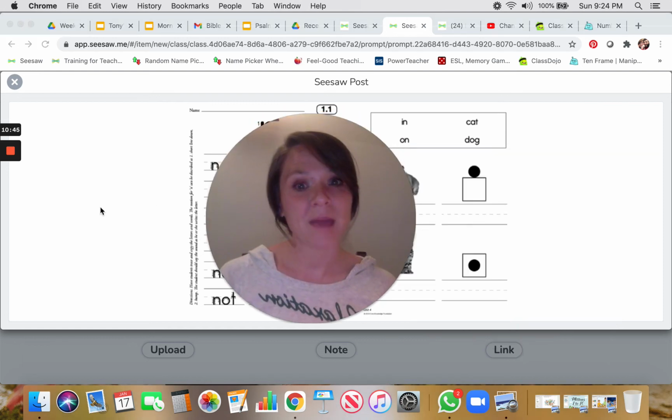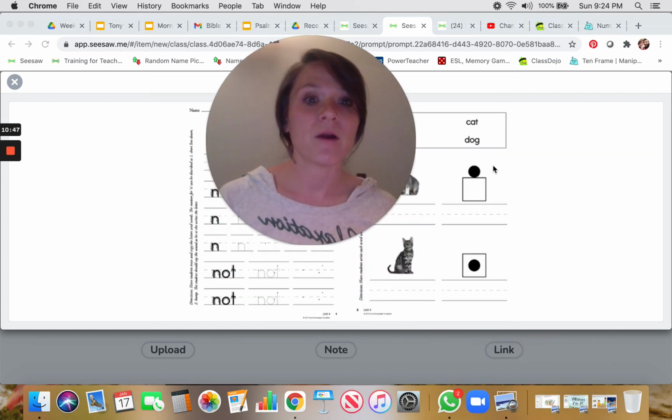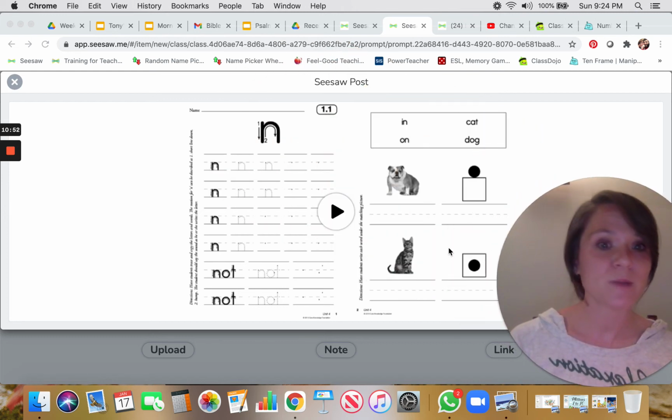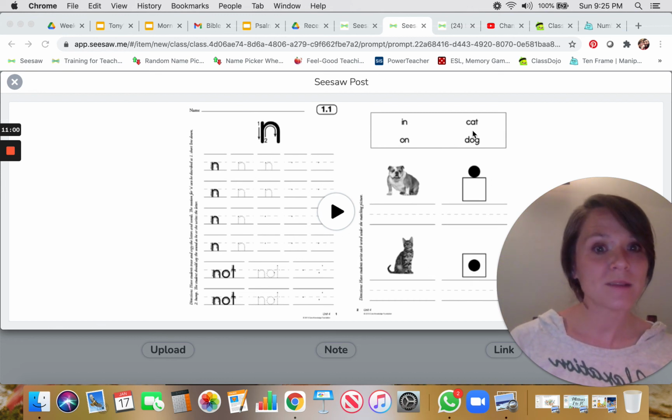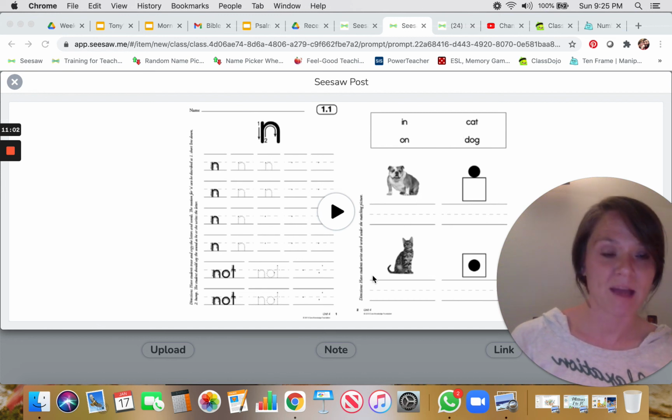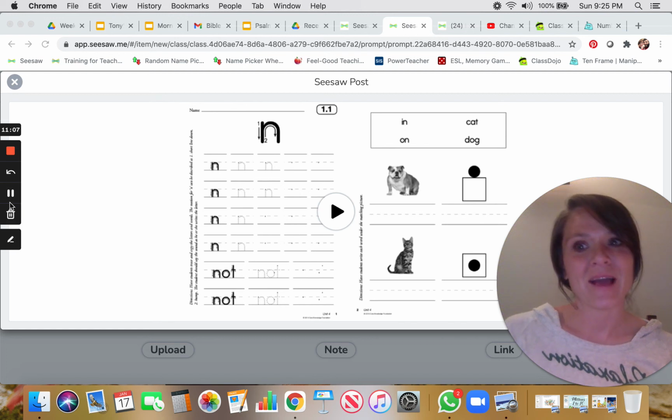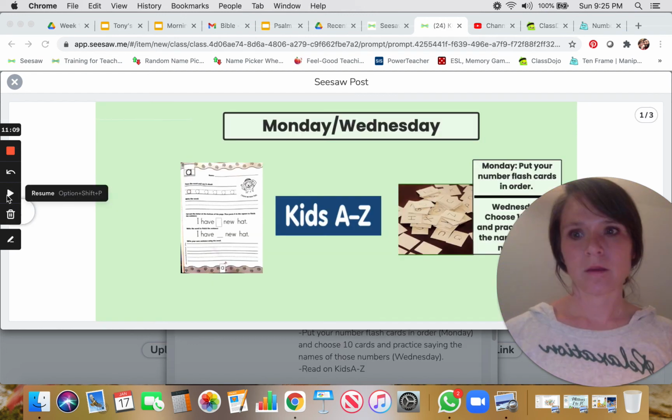On the second page, I want you guys to read the words and then write the words underneath the picture. Okay, so the words we have here are dog, on, cat, in. So you're going to read the words at the top and put them under the picture where they match. If you forget what the pictures are, you can listen to that audio right here. All right, go ahead and get started.